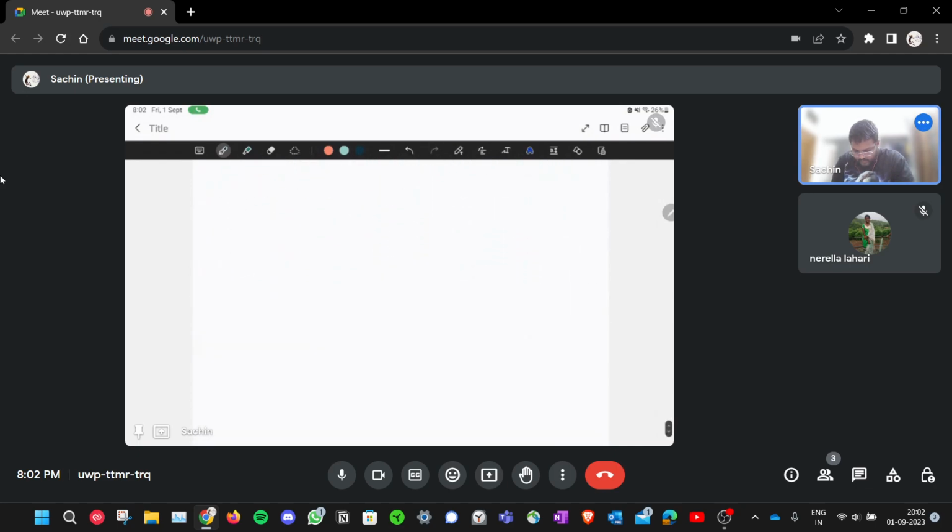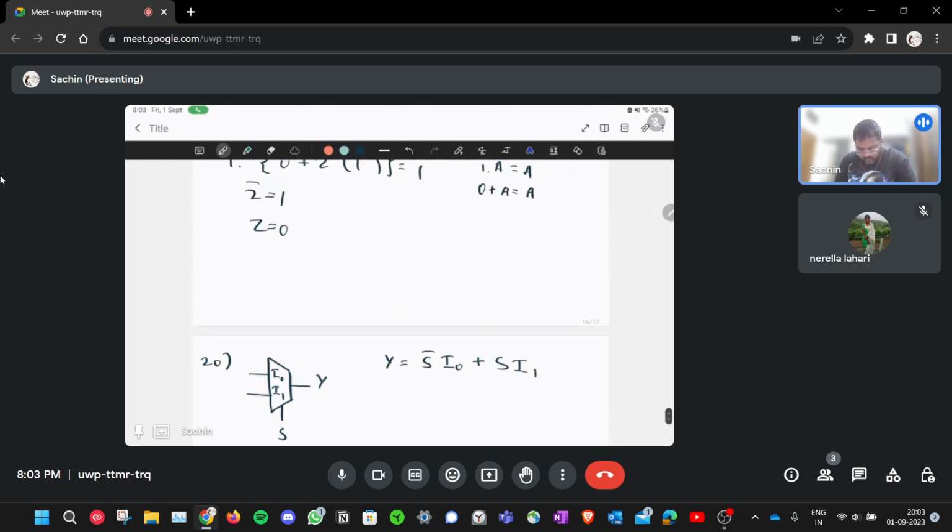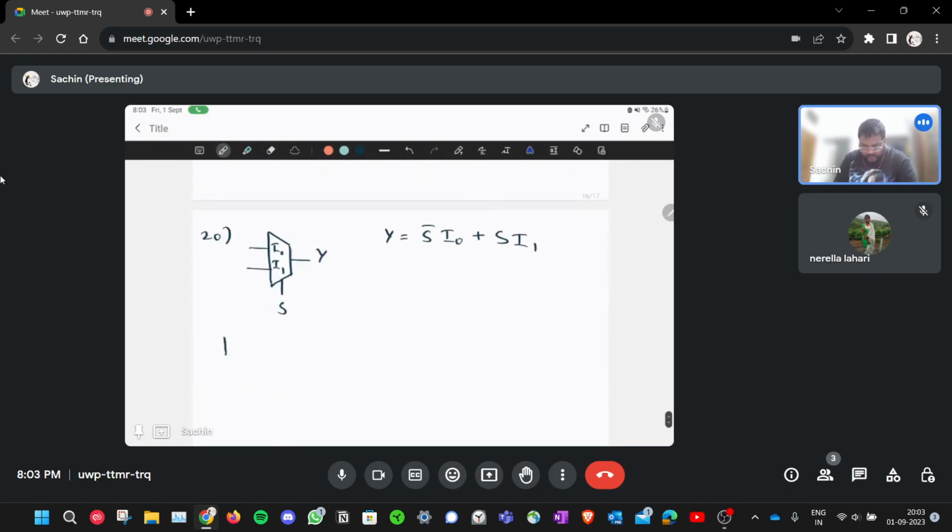So you have the circuit of a 2:1 multiplexer. You have a select line S and 2 inputs, I0 and I1, and let's say this is your output Y. Y is equal to I0 if S is 0, so S bar I0, and Y is equal to I1 if S is 1, so it's S I1. Let's say we want a two input AND gate. If inputs are A and B, we want the output to be AB.